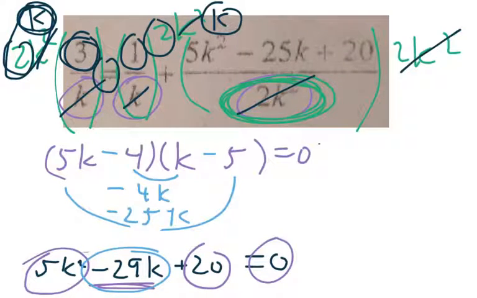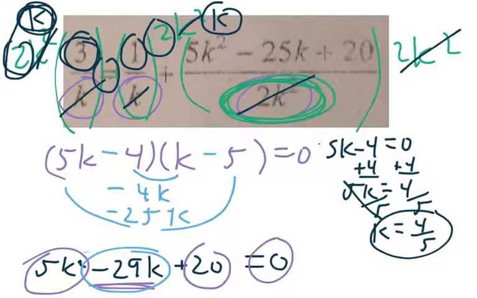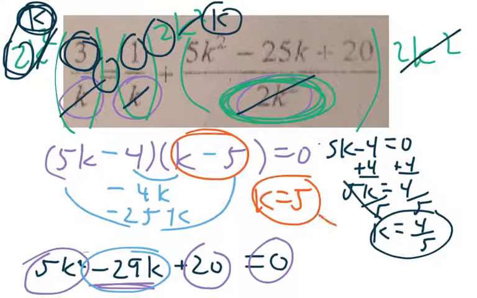Now it's just a matter of taking 5k minus 4 equal to 0, adding 4 to both sides. 5k equals 4. So I'm just going to divide by 5. K is 4/5. That's one solution. The other one is real simple. If k minus 5 equals 0, that means k is 5. So here are my two answers. K is 5. K is also 4/5. Pause the video if you need to.